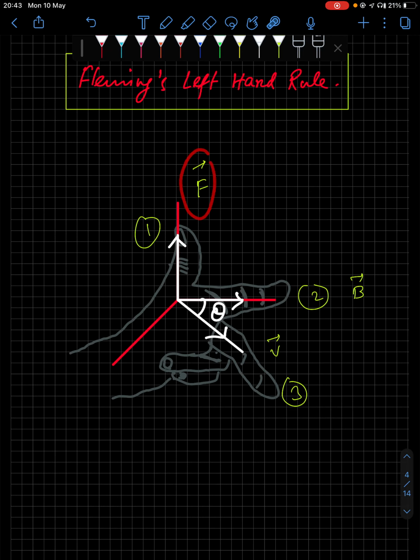This F vector, the magnetic force, will be perpendicular to the plane containing the magnetic field vector and the velocity vector, and theta is the angle between the magnetic field vector and the velocity vector.